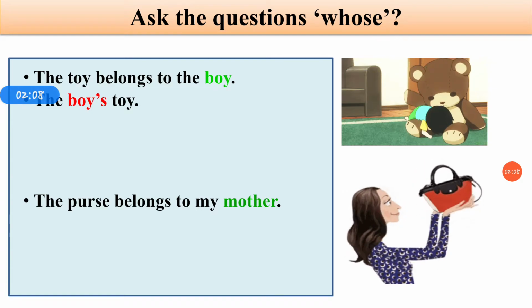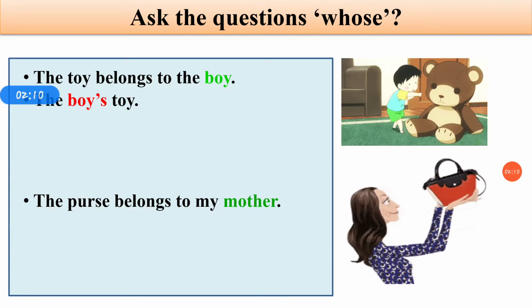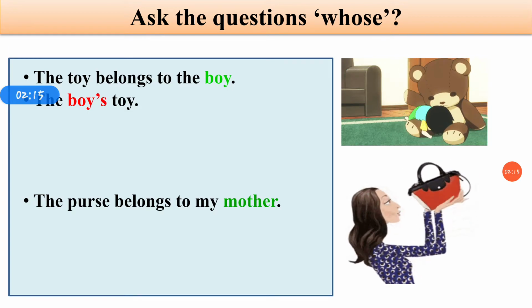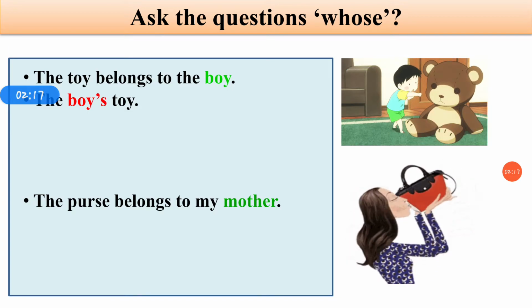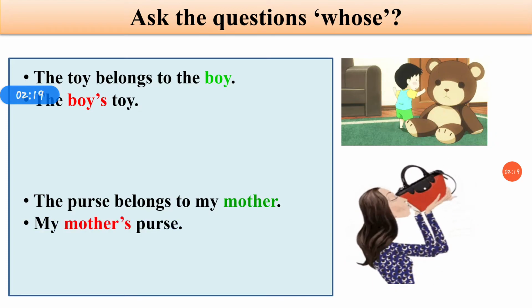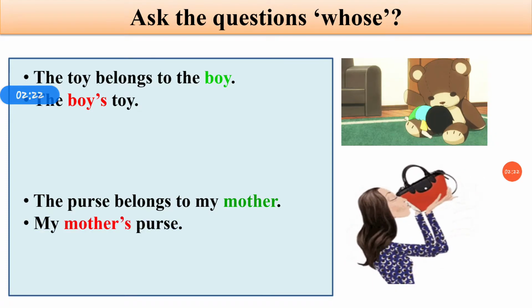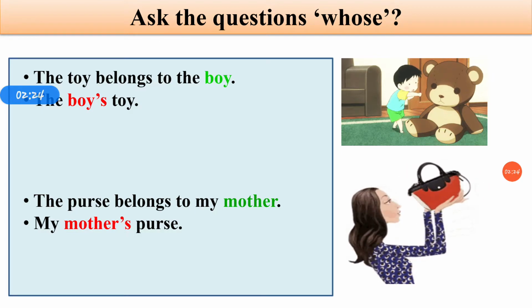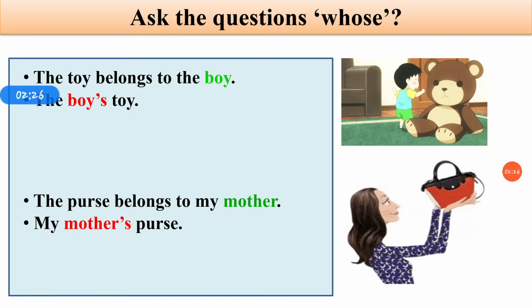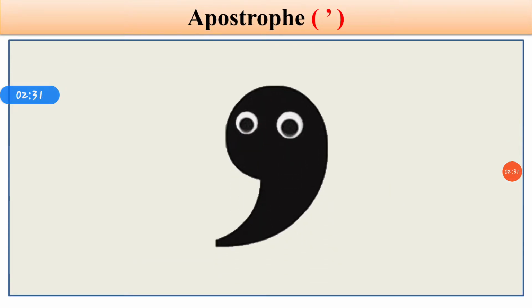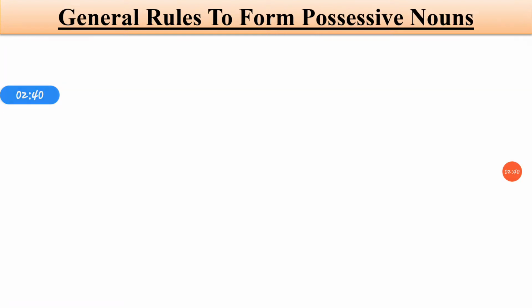Here are some other examples. The purse belongs to my mother. To show the possession of the purse, you can say my mother's purse. Students, can you notice something here? Yes, it's all about the apostrophe. It's the apostrophe we add to show the possession.